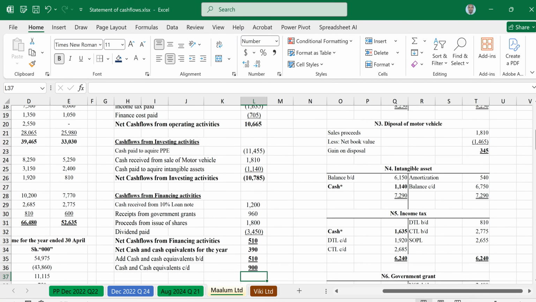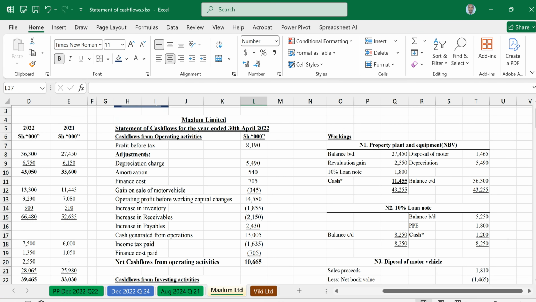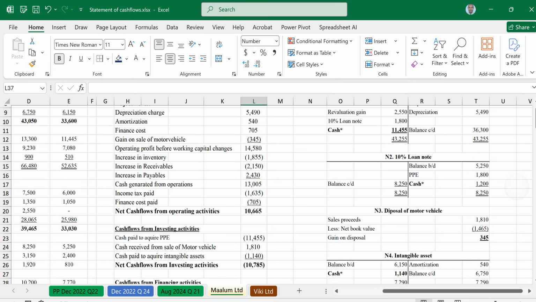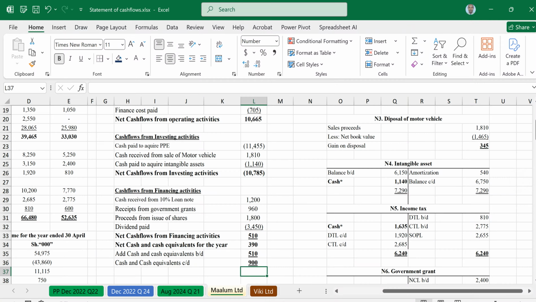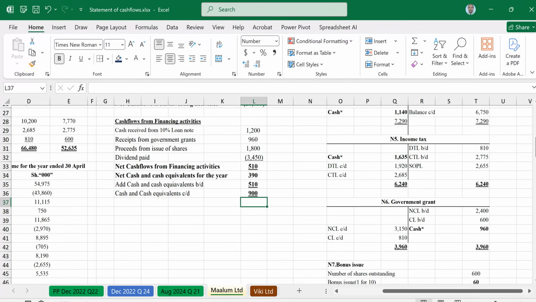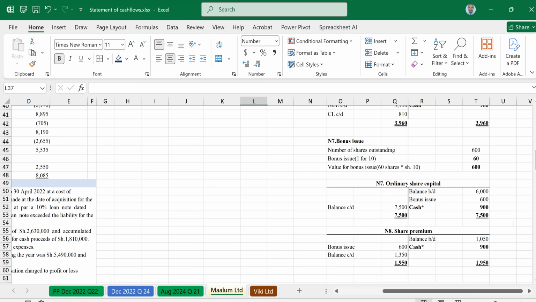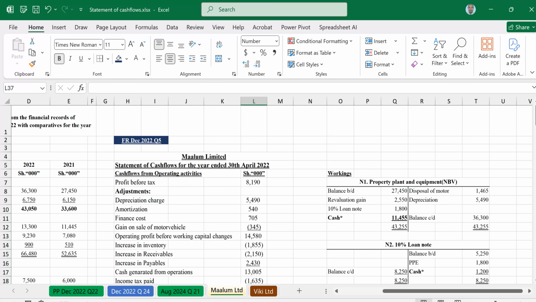You can clearly see from where we've moved. That is cash flows from operating activities with the adjustments, net cash flows from operating, cash flows from investing, then finally cash flows from financing activities, alongside our workings that have been useful in getting the answer. That is the statement of cash flows, financial reporting from December 2022, question 5. See you in our next class.